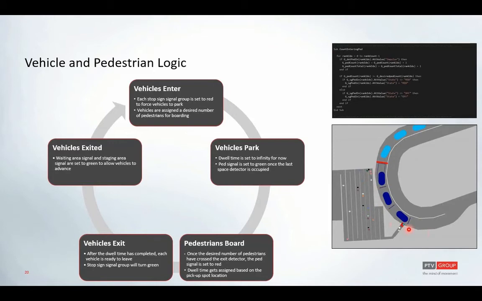So once that dwell time has finished, then the vehicles would be in the exit mode, and the stop sign signal group will turn green to allow them to advance. And then once that final vehicle has passed this last detector and it's out of the pickup area, then we can turn on the signal heads for the waiting area and for the staging area to allow that next set of 3 vehicles to advance as well.